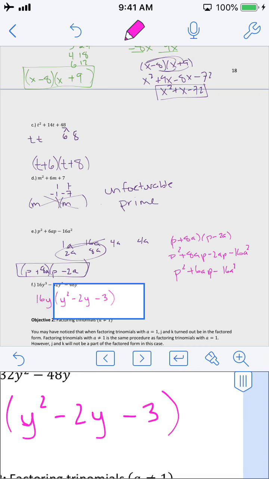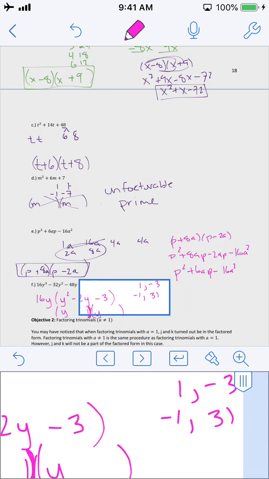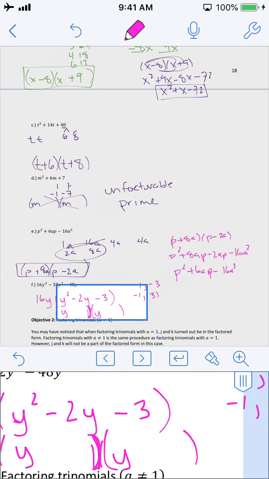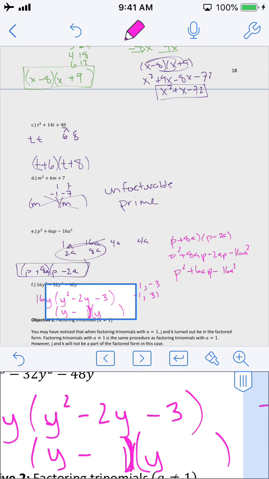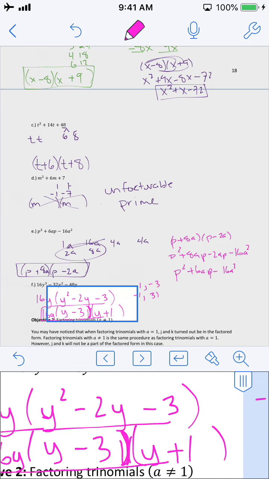All right, let's get this. So it has to be y and y. Let's see, for negative 3, it has to either be 1 and negative 3 or negative 1 and 3. And when I multiply each of those by y to get negative 2y, it's going to have to be negative 3 and positive 1. Drag that 16y down, and we're done. All right. Cool. Okay, moving right along.